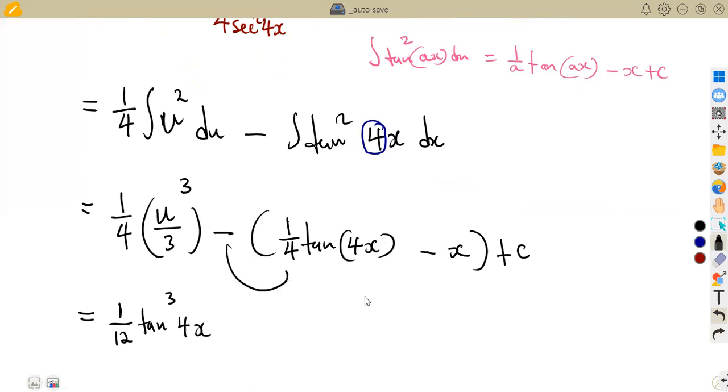Here we expand by negative throughout the brackets. It's going to be negative times 1 over 4, which is negative 1 over 4. You can even leave it like that. So this will be 1 over 4 tan 4x. Minus and minus here is going to be a plus, so that will be plus x, plus the constant of integration.